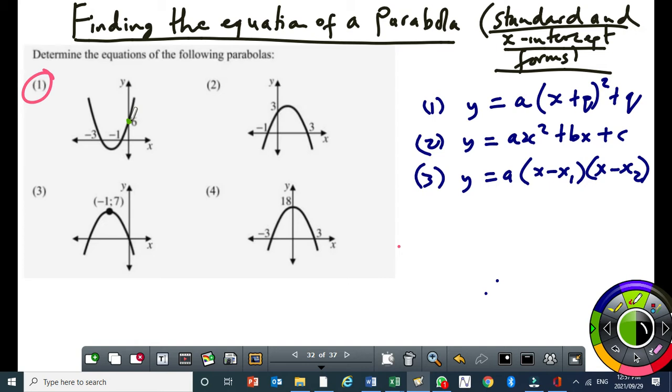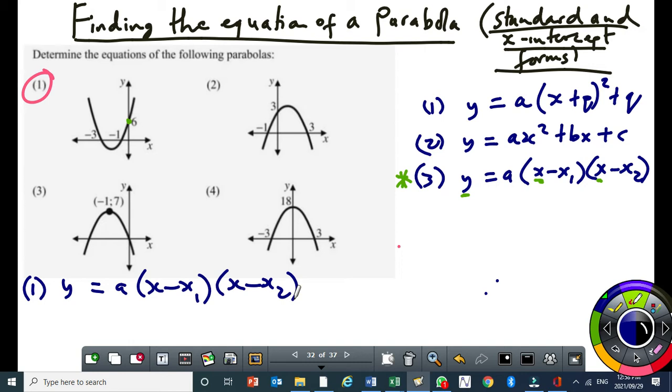Therefore, I can substitute y equal to 6 here, x equal to 0 here, x equal to 0 there. So I can put 0 here, 0 there, put 6 here. Right? Then my x1 I can put minus 3, or vice versa. My x2 I can put minus 1, or vice versa. So which means I'm going to use number 3 to find the equation. Okay? I'm going to use the x-intercept form. So, first thing, I'll write y equal to a times (x minus x1) times (x minus x2).